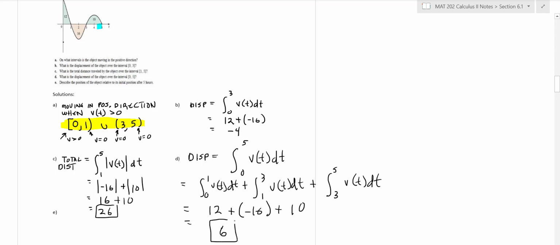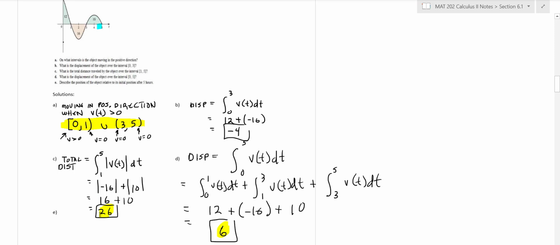Okay, so you get a positive value on that displacement. So that means that after you've gone from 0 to 5 seconds, you end up 6 miles away from where you started. That's what that means, okay?